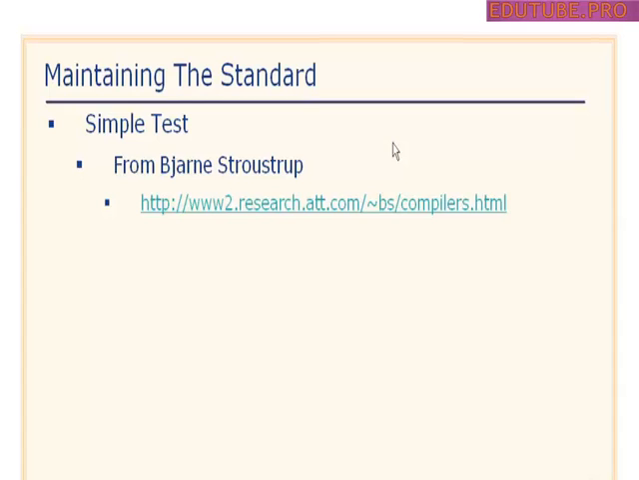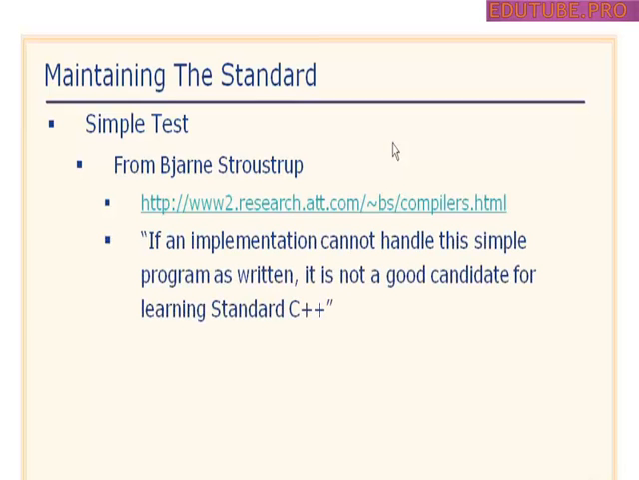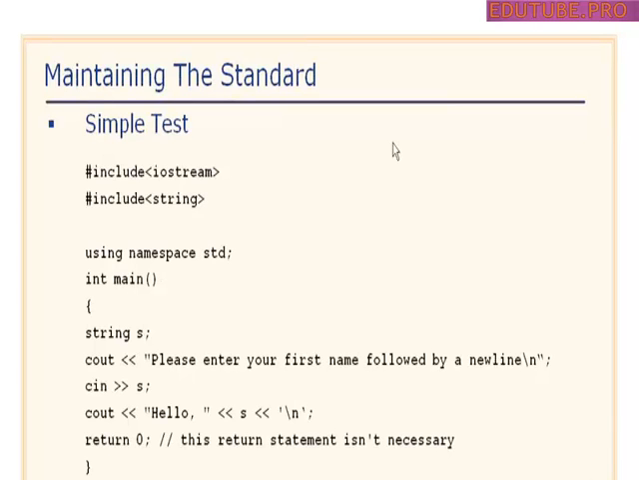can be found at www.2.research.att.com, and you can see the rest of it there. And Bjarne says that if an implementation cannot handle this simple program as written, it's not a good candidate for using standard C++. So if you go out there and you download a little development environment that looks cool, you need to load this little program into it, compile it, see if it runs without errors. This is what it looks like. Notice you have an include, a couple of includes, using namespace std, and then you have your main function here.